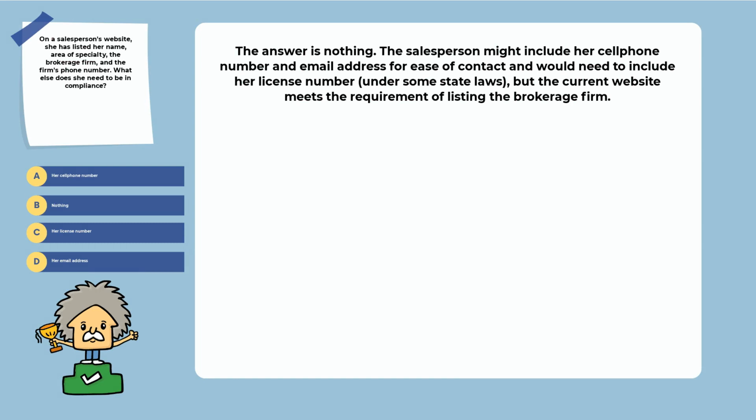Explanation. The answer is nothing. The salesperson might include her cell phone number and email address for ease of contact and would need to include her license number, but the current website meets the requirement of listing the brokerage firm.